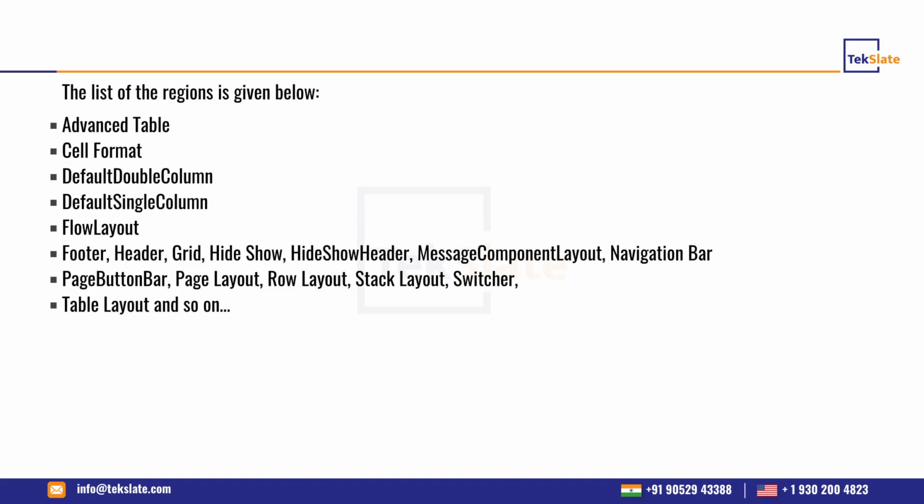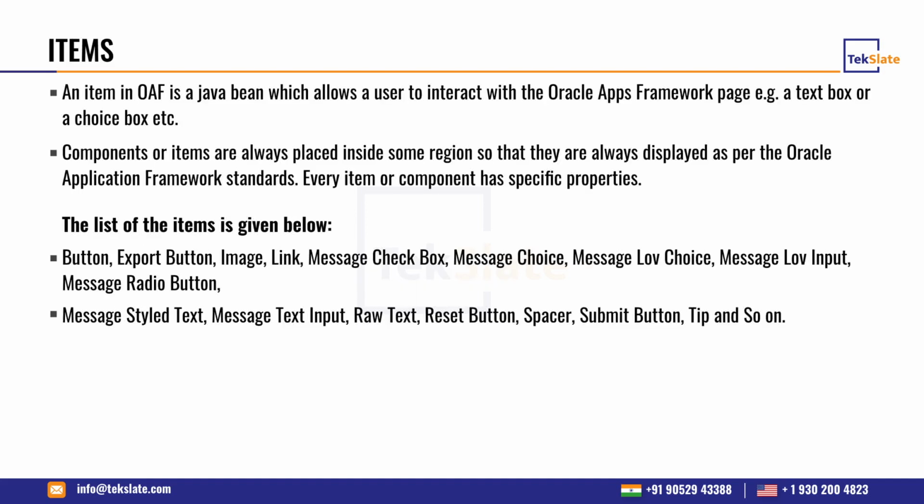At the same time, for items I discussed, we have different types of items like text box, choice boxes, and other things. Buttons like export buttons, images, and links. When you click on the link, it will navigate to other pages or take some action. That link is also an item. Message checkbox, we have message choice, message LOV choice. All different types of items or fields are present in these pages. Each and every field can be explained in this course.